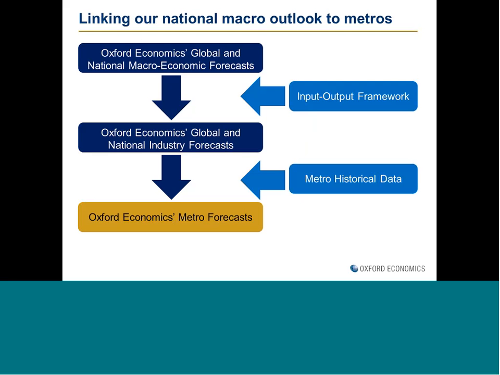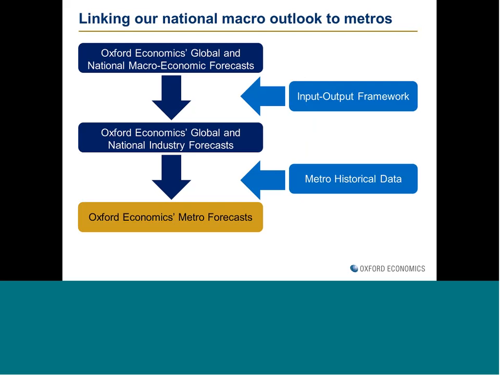I won't go into this chart in too much detail, but it fits very nicely at this point in the presentation because it shows how Oxford Economics global and national macroeconomic and industry forecasts fit with our forecasts at a metro level. So effectively, our forecasts at a metro level are a function of metro historical data, global and national trends, and a set of drivers specific to each sector.